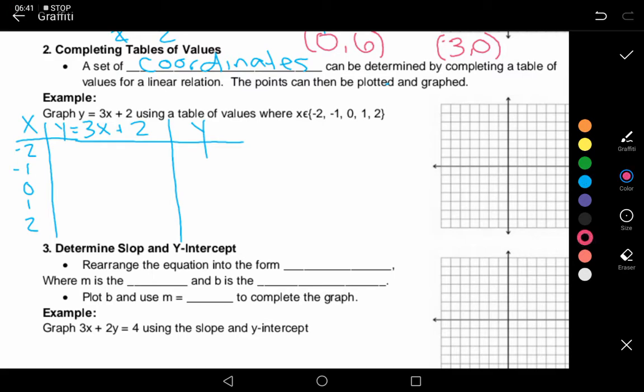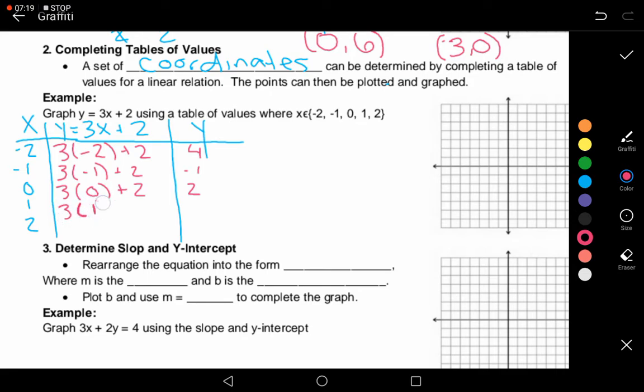So again, this is just simply substitution. Anytime I see x, I'm going to sub it in with the number it tells me on the left. So this first one is going to be 3 times -2 plus 2. 3 times -2 is -6 plus 2 is -4. Next one here, 3 times -1 is -3 plus 2 gives us -1. 3 times 0 is obviously 0 plus 2 is just 2.